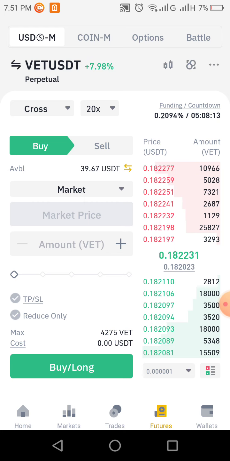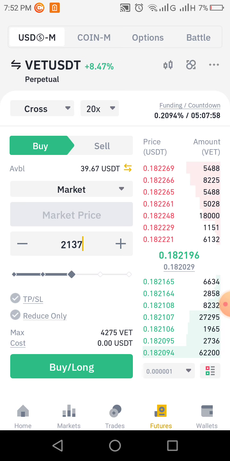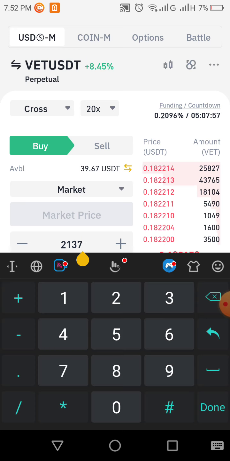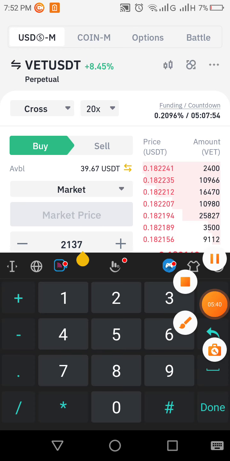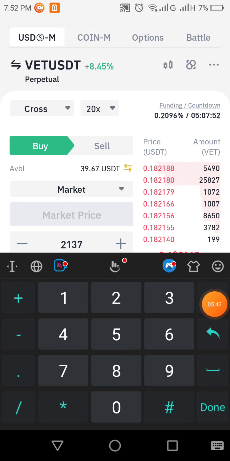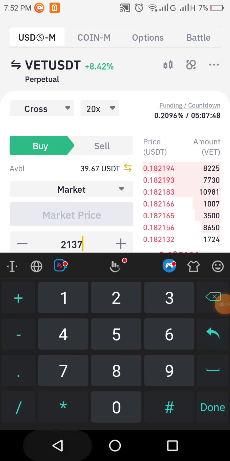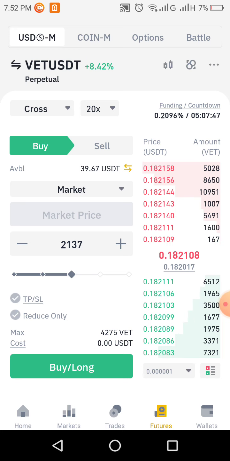Now look, VT is currently trading at 0.1822. You can see on the right, 0.182179. Right, it's currently trading at 0.182082. Now I can say I want to open a position of, let's say, 2000 VT. I can just put that there, 2000 VT. Maybe 2137 VT. Let's just say that I want to put a position of 2137 VT.